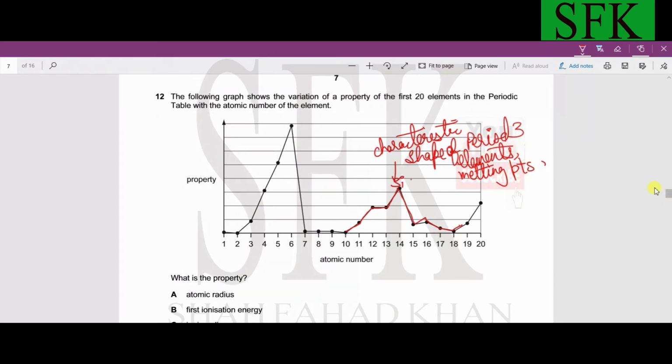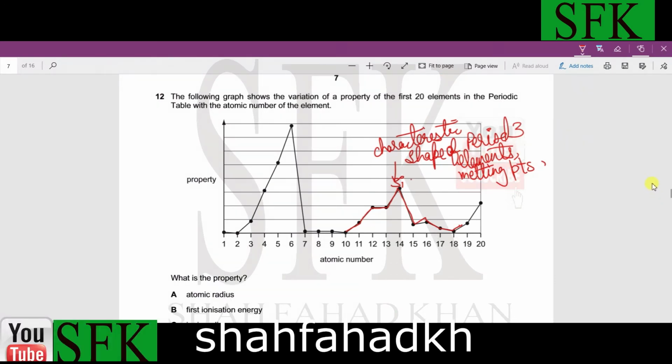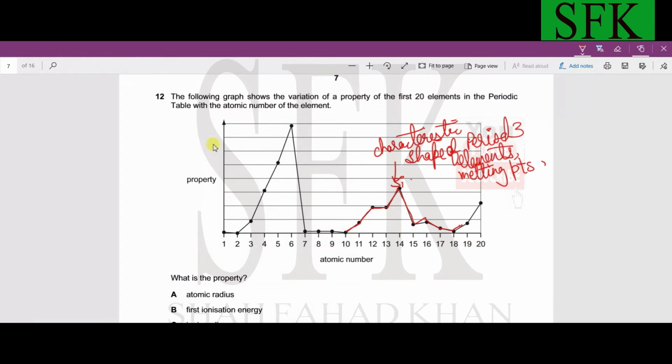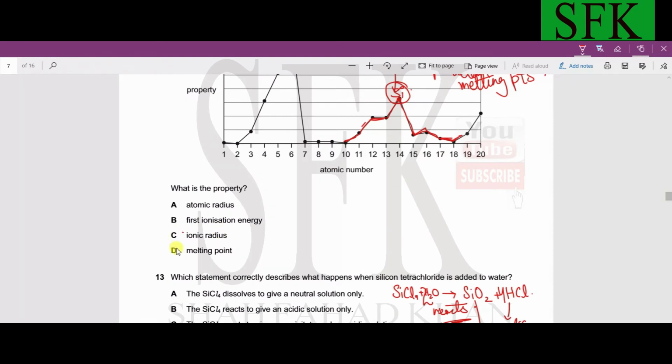Okay, MCQ number 12. The following graph shows the variation of the property of the first 20 elements in the periodic table with the atomic numbers of the elements shown. These are the atomic numbers on the x-axis, and this is the property. One important thing to note is that this typical mountain-shaped graph is the graph of the melting points of period 3 elements. This is what you must have done in inorganic chemistry. At the peak of this graph, it's silicon. So this is the characteristic shape of the melting points of period 3 elements.